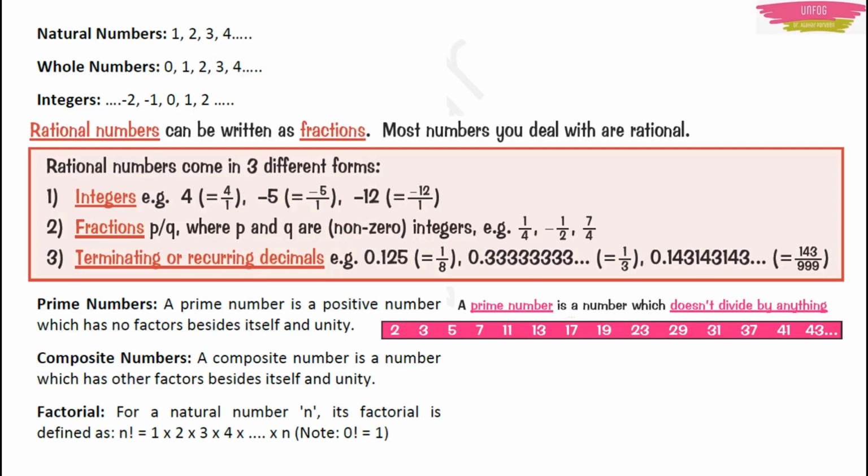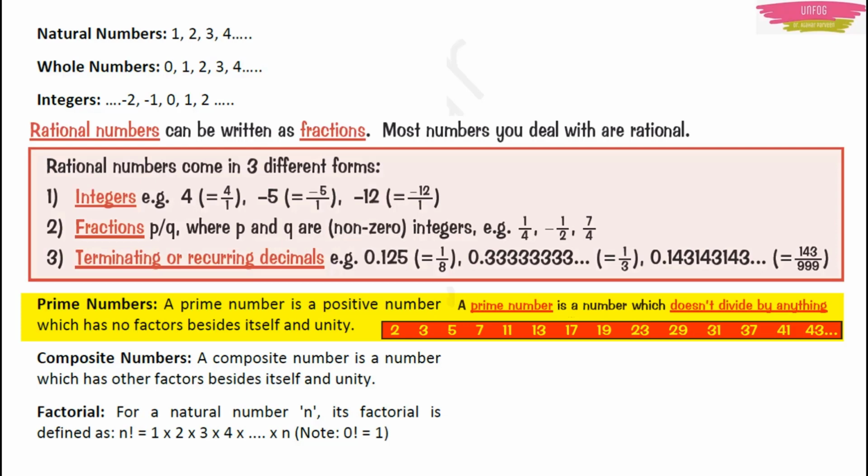Now numbers can be divided into two types, prime numbers and composite numbers. All the numbers which we deal with can be either prime numbers or composite numbers. Prime numbers are those numbers which are positive but don't have factors besides themselves. That means a prime number is a number which will not divide by anything. For example, 2, 3, 5, 7, 11, 13, 17, 19, 23. These numbers don't come in any table, right?